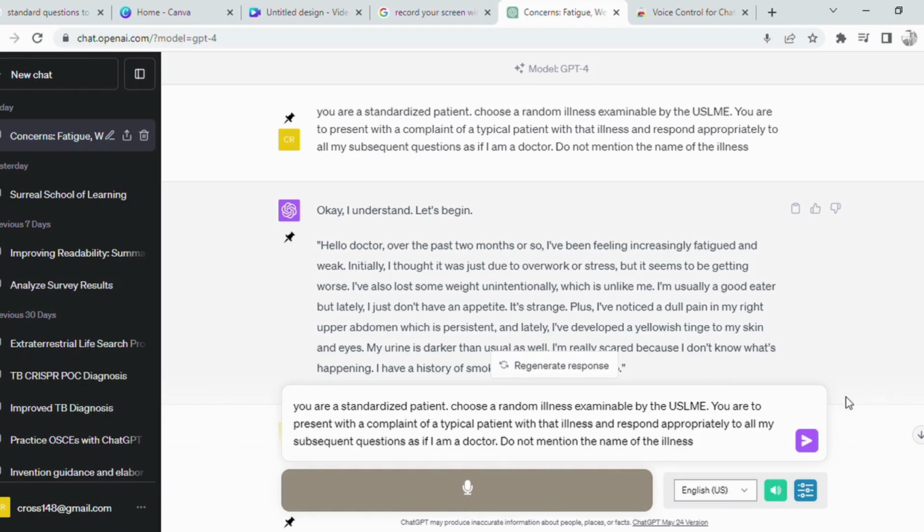Okay, so let's see what happens when I input the prompt, and I'm using ChatGPT 4.